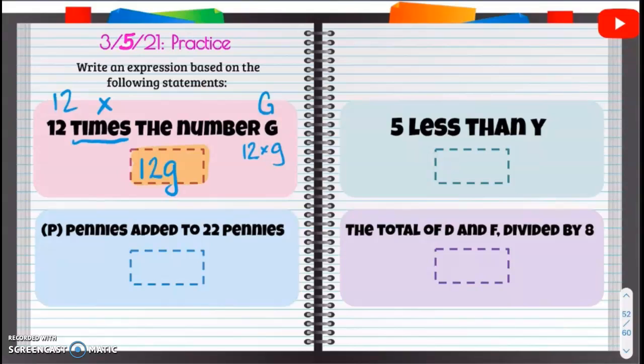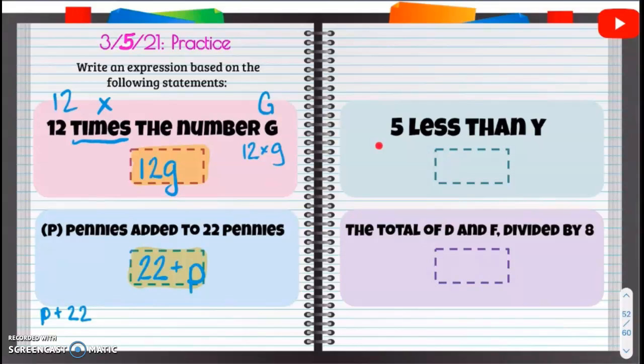All right, p pennies added to 22 pennies. So we start with those 22 pennies and we actually add p of them, p amount of pennies. So we have 22 plus p. Also, it can be p plus 22 because you will still get the same answer either way. Same thing with g times 12 or 12 times g, you will get the same answer. But if it's subtraction or division, that will not work. Only for addition and multiplication.